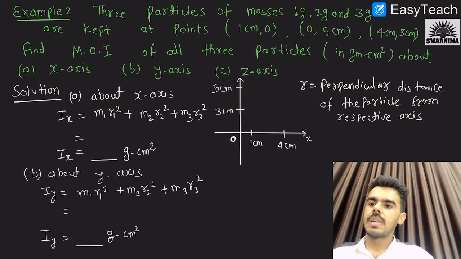Next, example number 2. Three particles of masses 1 gram, 2 gram and 3 gram are kept at point 1 centimeter, 0. The coordinates of these three masses are given. The first has coordinates 1 centimeter, 0; the second is 0, 5; and the third is 4, 3, in centimeter. Find the moment of inertia of all three particles in gram into centimeter square about first x axis, second y axis and third z axis.